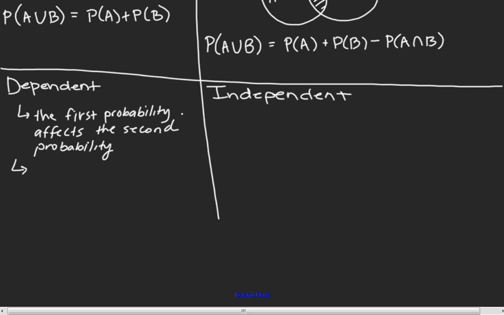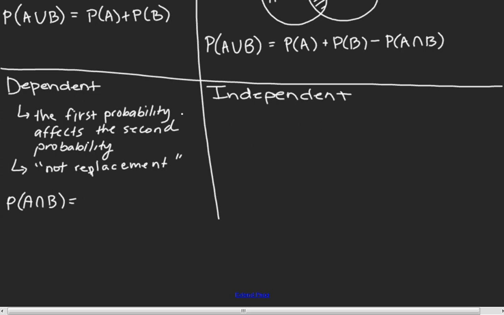Replacement or not replacement? Not replacement. So when we're dealing with those cards, we're not replacing. We're picking socks, we're not replacing. So not replacement. And it's an and situation. So we want A and then B to occur.